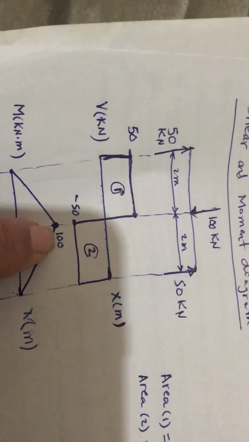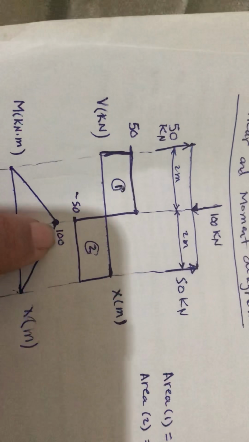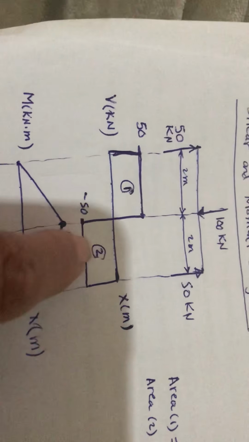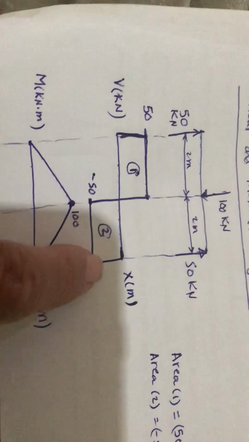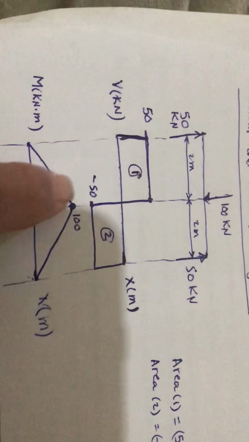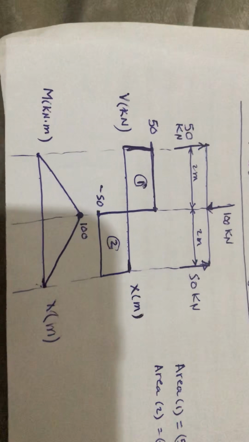Okay, plus 100, and here plus the next area, which is minus 100, so plus 100 minus 100 is 0. And it is linear because the shear is uniform. Uniform shear will give you linear moment. Okay?